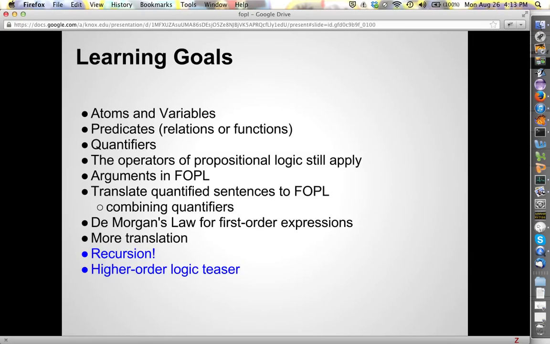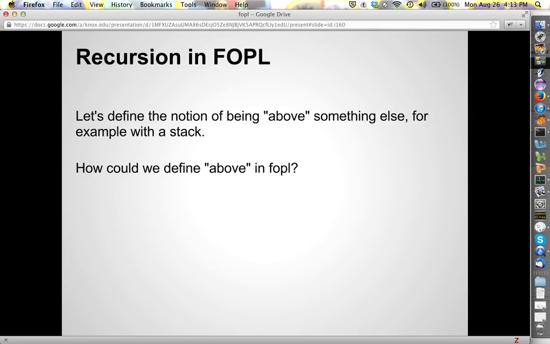So now I wanted just a couple notes to wrap up on recursion and sort of a higher order logic teaser for some stuff that's beyond the scope of the course. So recursion, let's think about defining the notion of above recursively.